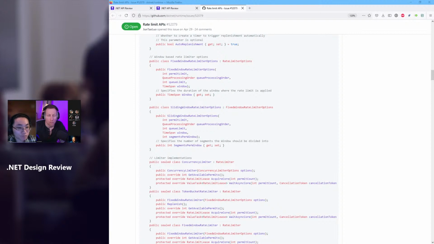But if you pass segments per window equal to 1, that's basically exactly the same as the fixed window. Right. Correct. In which case you probably don't need a sliding window rate limiter. Right.